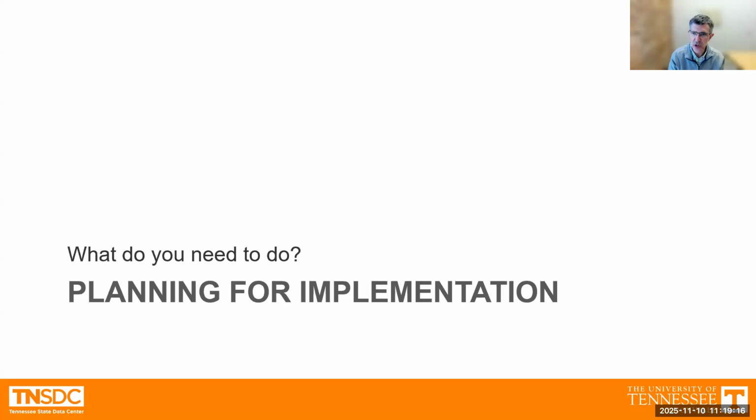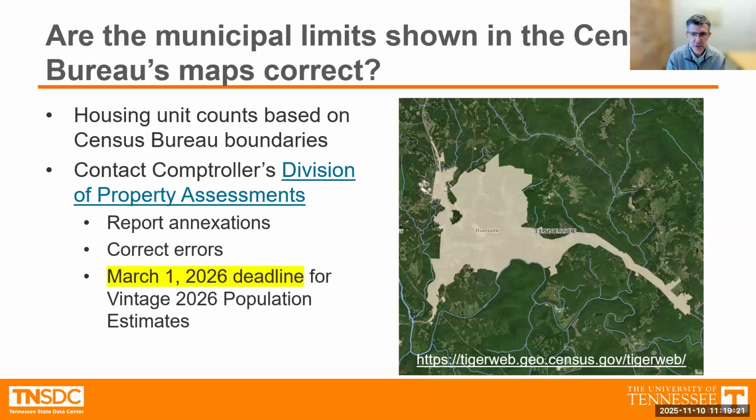So now we want to transition into what you can do to get ready for implementation. And one of the first things that you can do is to make sure that your boundaries are correct. And I'm going to turn it over to Ned Phillips, who's with the Division of Property Assessments in the Office of Local Government at the Comptroller, and let him talk to you about the Boundary and Annexation Survey Program. Ned? Thank you, Tim. Let me go ahead and get my slide shared here.